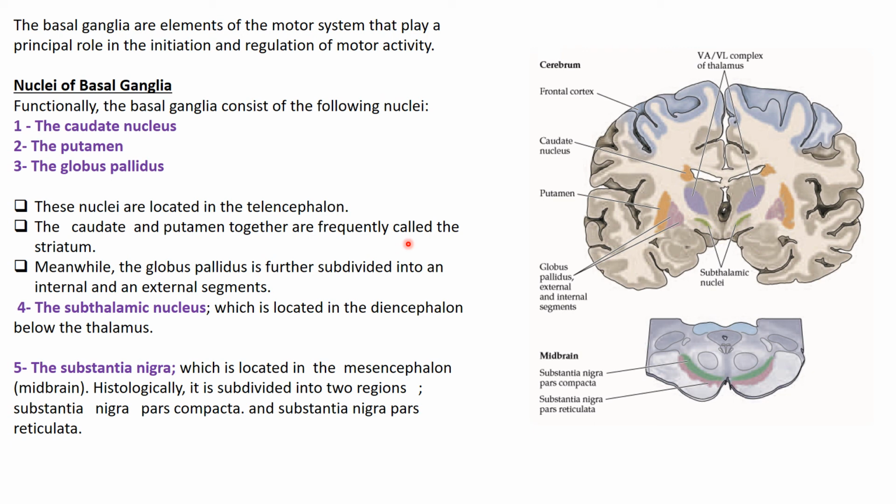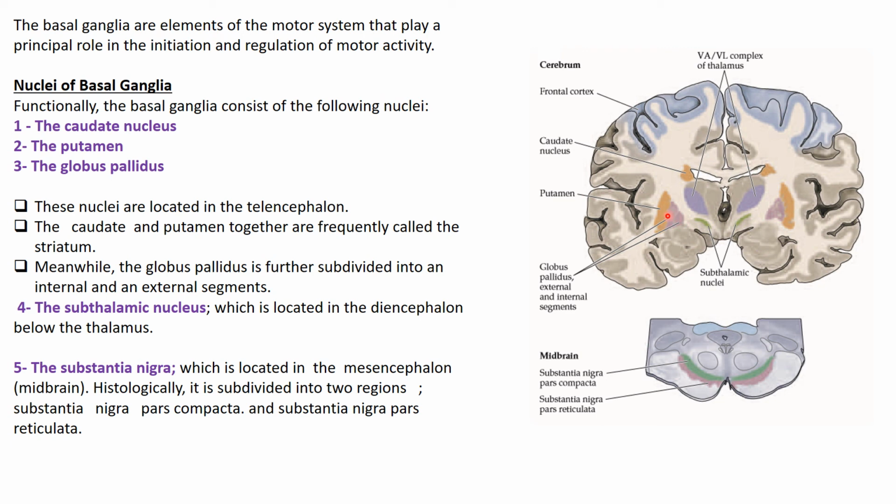Structure of the basal ganglia. The basal ganglia are formed of a group of nuclei, and these nuclei play an important role in the initiation and regulation of motor activity. The nuclei of the basal ganglia are distributed as follows: the caudate nucleus, putamen, and the globus pallidus. The caudate and the putamen are known as the striatum, and these three nuclei are located in the telencephalon. The globus pallidus is formed of two segments, internal and external segments.